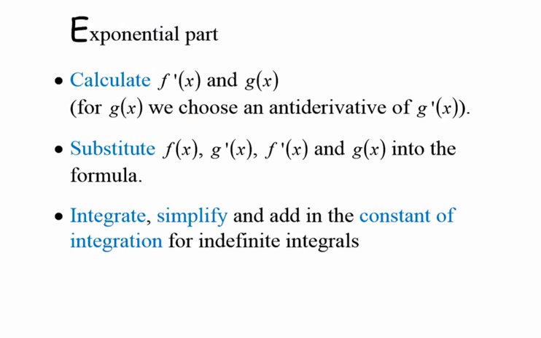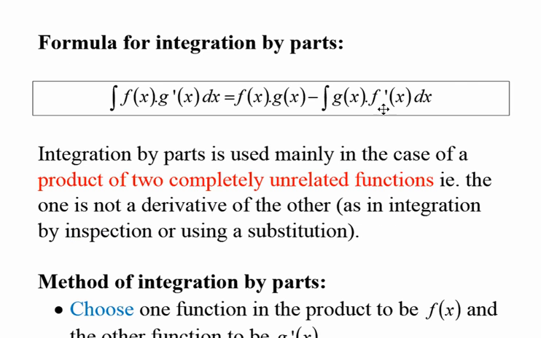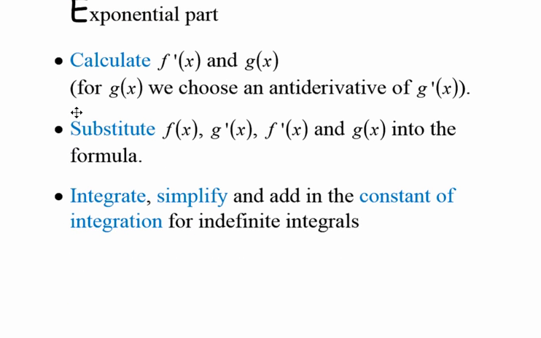So now we finish up, because if you have a look at your formula, we also need the derivative of f, and we need the actual function g. So we calculate those from our f and our derivative of g. Remember we will have the derivative of g, so we just get its antiderivative in order to get the actual function g. Substitute all of those things into your formula, integrate where necessary, simplify, and don't forget to add your constant of integration if you're doing indefinite integrals.